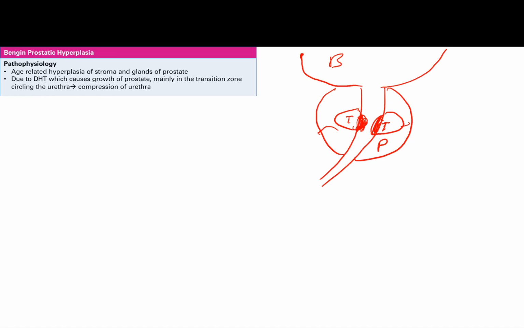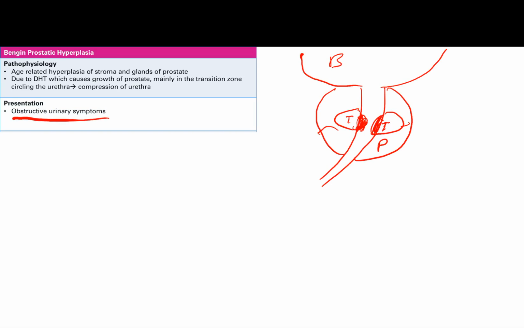First of all, it's going to be urinary symptoms, and more specifically, it's going to be obstructive urinary symptoms rather than the irritative symptoms of UTI. So obstructive urinary symptoms include incomplete emptying, straining to pee, dribbling. This is all because this urethra is well blocked up. So just remember, obstructive urinary symptoms.